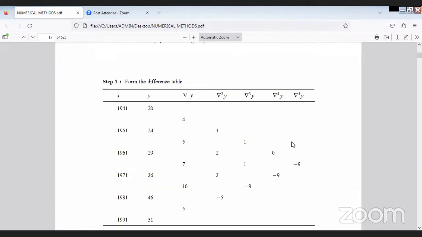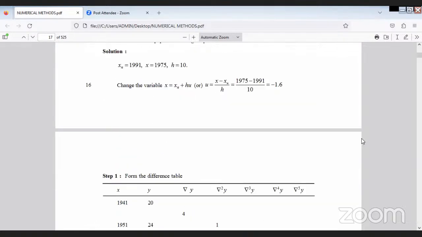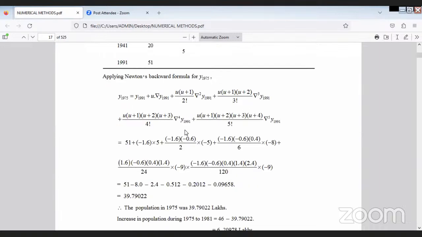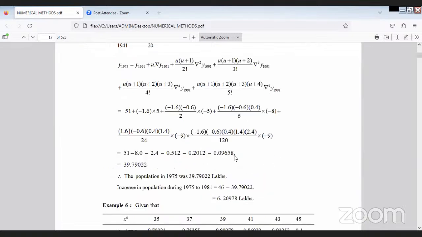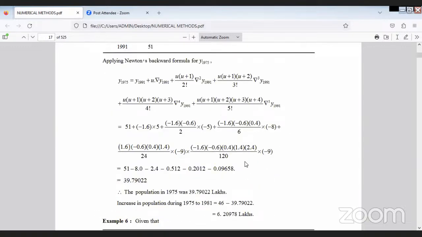51 is given here, so I'm writing 51. Very good. So what is u? u value is minus 1.6. So minus 1.6 into 5, then u into u plus 1, that is minus 1.6 into minus 0.6, into minus 5. From the table we are taking the values: minus 8, minus 9 and the rest. So therefore minus 1.6 into minus 0.6 into 0.4 into minus 8. After all the simplification, we get 39.70.